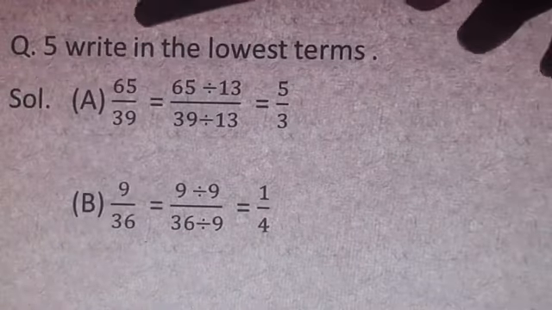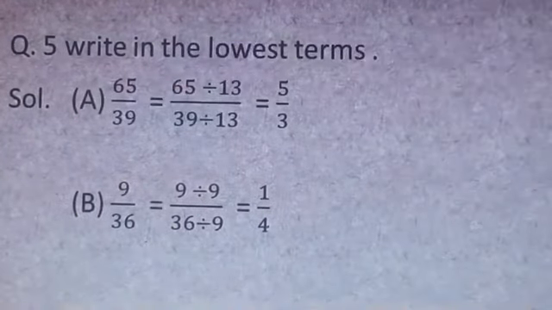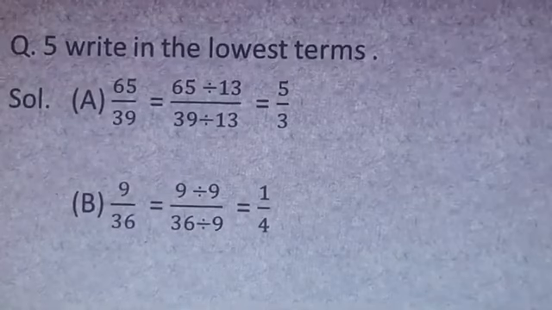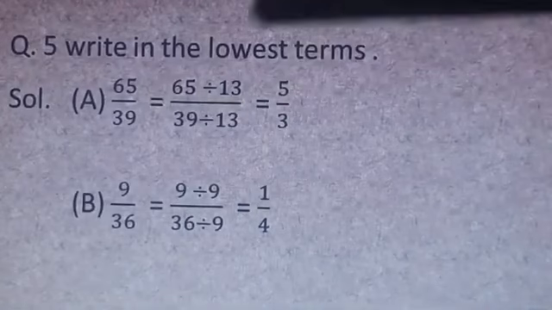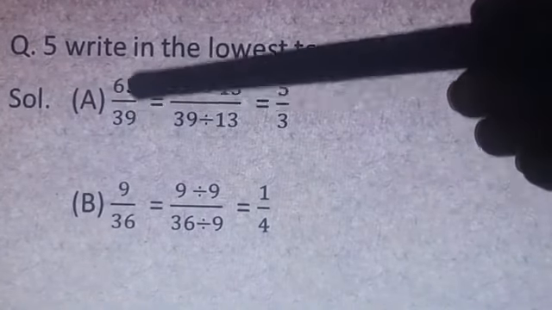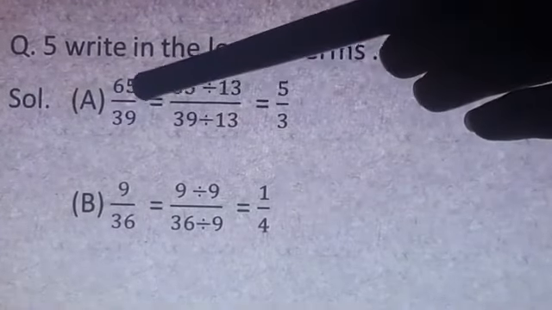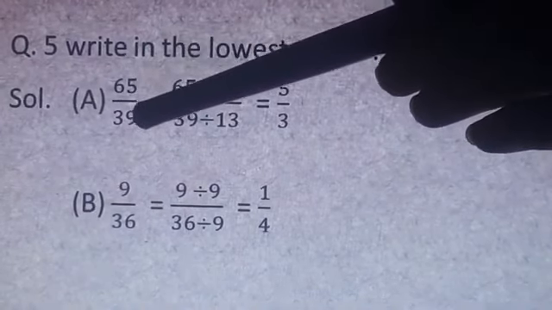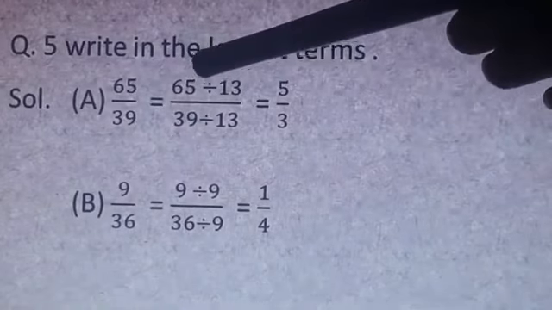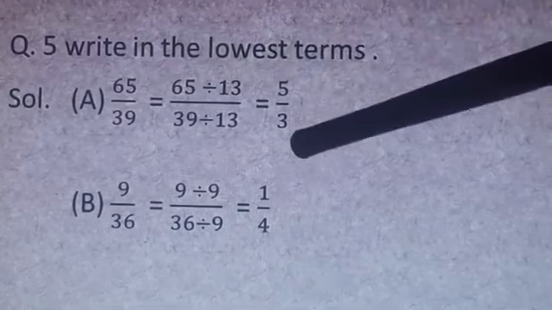Question number 5. Write in the lowest terms. A part, 65 upon 39. Beta, I told you both the ways. You can do division or you can do cutting. So see 65 and 39. Both are coming in the table of 13. Yes or no? Yes. So 13 5s are 65 and 13 3s are 39. So when we are dividing 65 by 13 and 39 by 13, we are getting 5 upon 3.